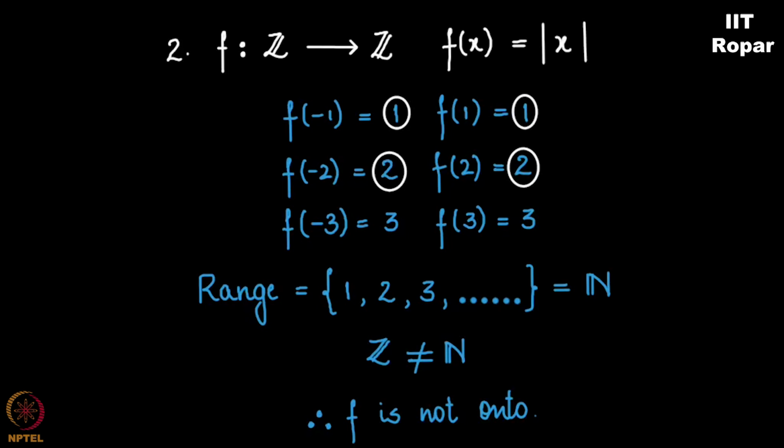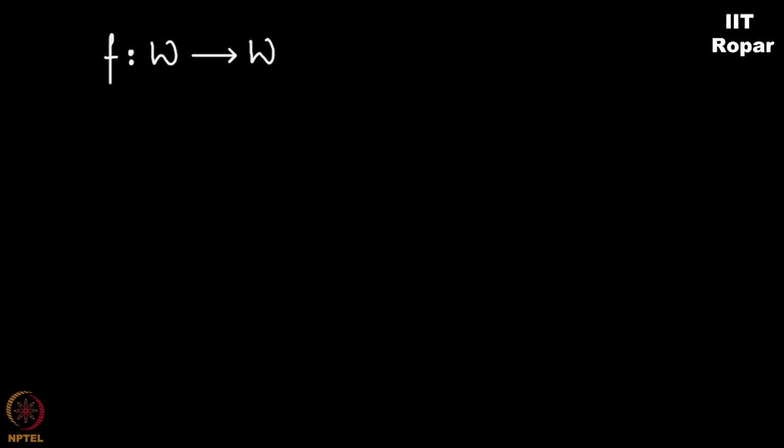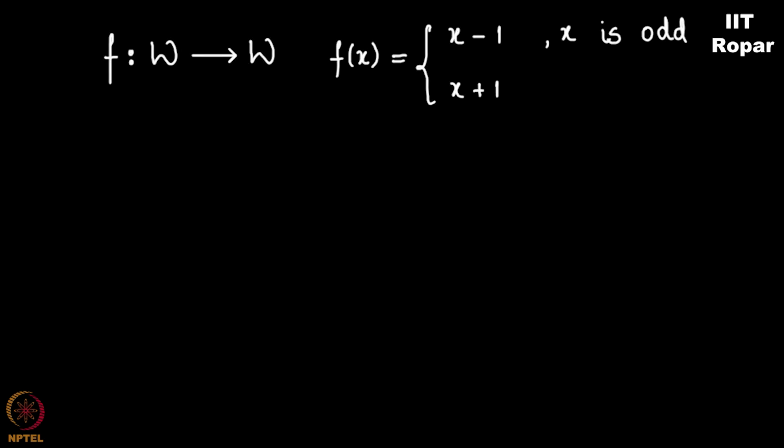Consider this function f. F is defined from the set of all whole numbers to the set of all whole numbers defined as f of x is equal to x minus 1 if x is odd and x plus 1 if x is even. Do you see that f of x is taking two values here and it depends on what x is. If x is odd, it takes the value x minus 1, and if x is even, it takes the value x plus 1.